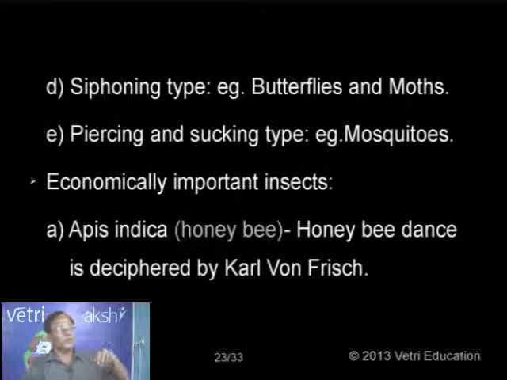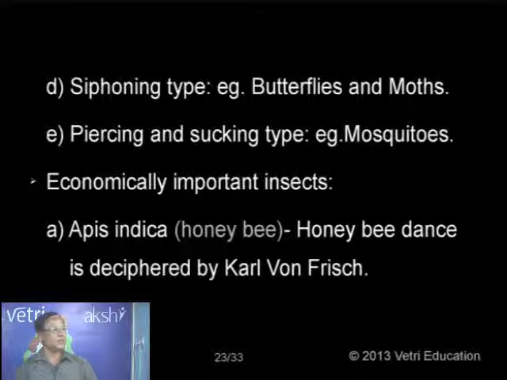Now in the case of the mosquito, it pierces our body or the animal's body and sucks the blood. That is called piercing and sucking type, as in the case of mosquitoes. So these are some of the types of mouthparts that are variously modified and considered as homologous organs.